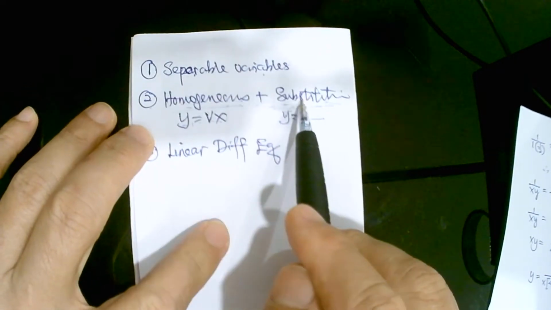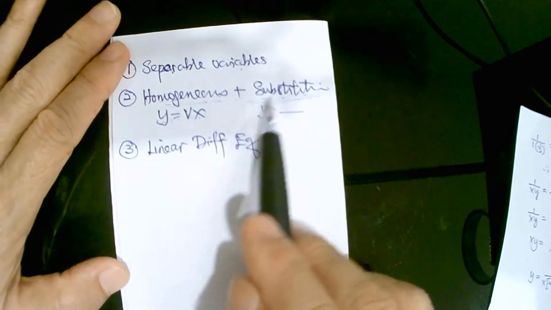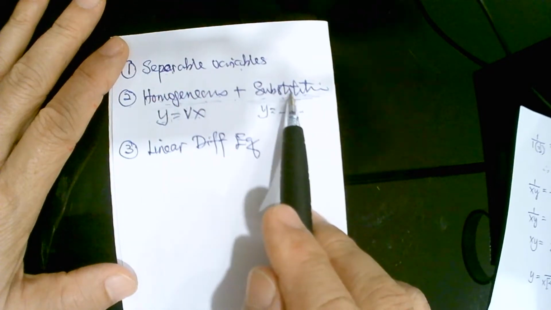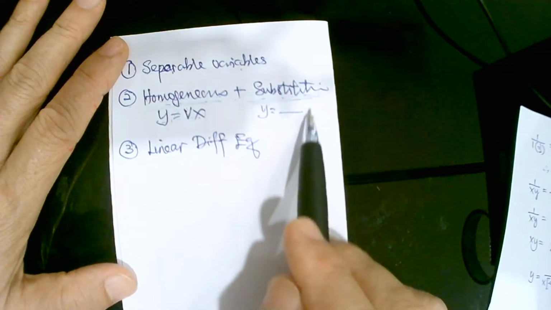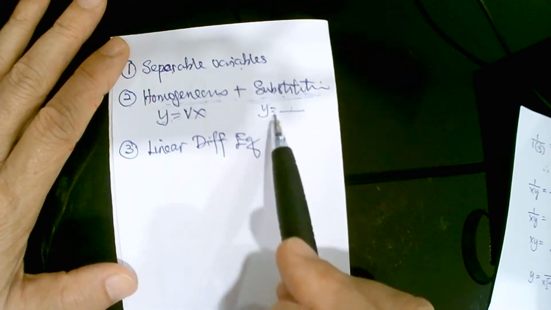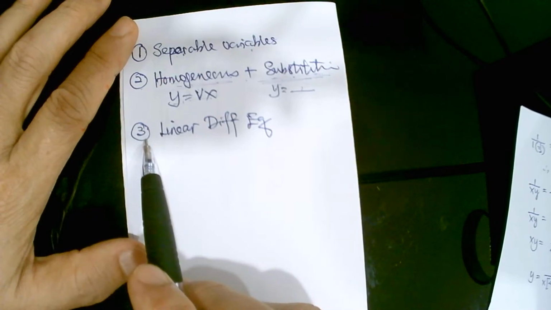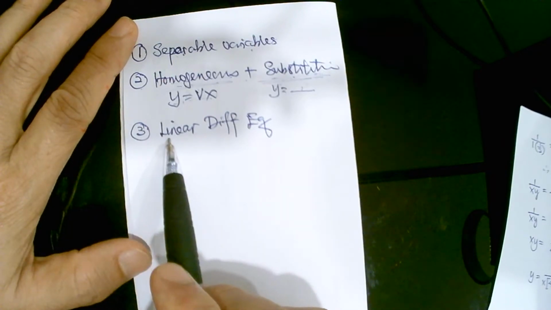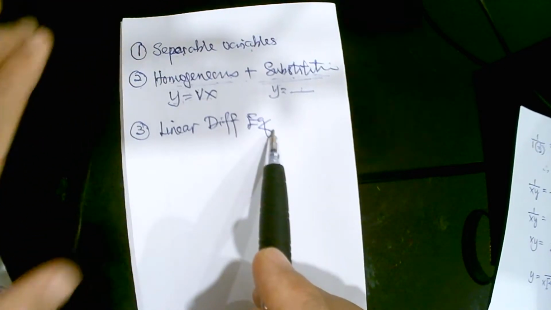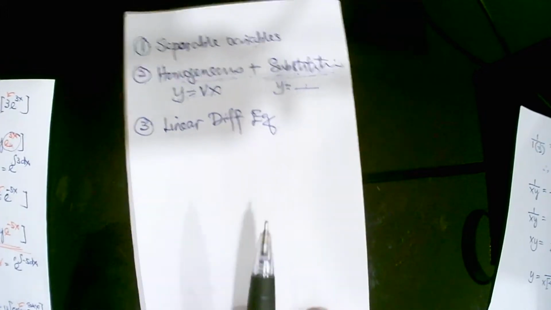And then for substitution, of course they will give you what to substitute. The question will give it to you if it's other than homogeneous. If they don't give you, then you cannot do it. They will give you what to substitute, y equal to 1 over x or whatever. And today we are going to learn the linear differential equation. This is the last one for this topic.